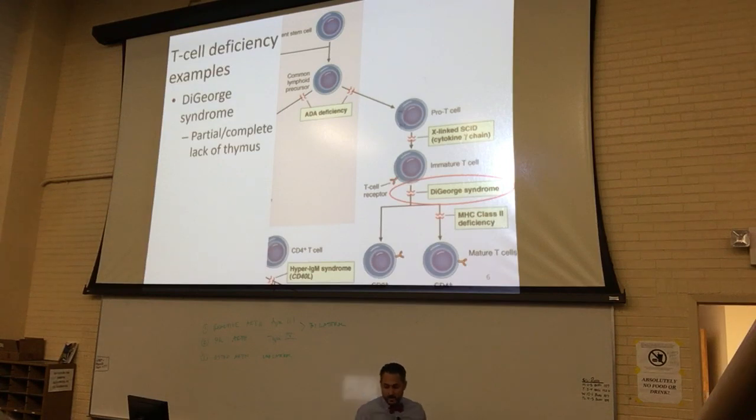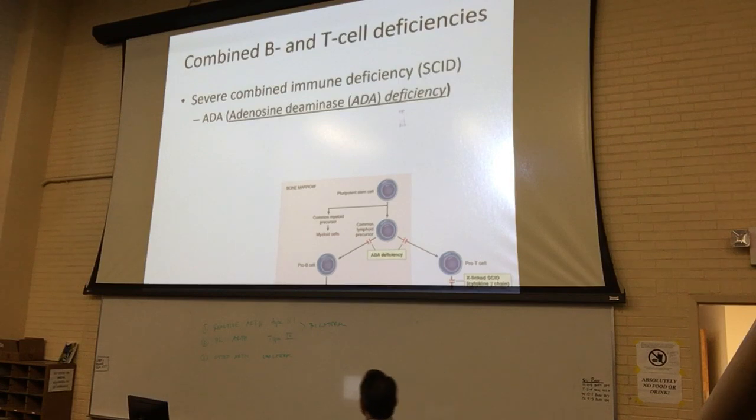Okay, last but not least, let's look at a combined deficiency. This is definitely the most aggressive. So if we go further up that original tree, we're in the bone marrow, and we're just below the pluripotent stem cell that leads to pro-B cells or pro-T cells, and this is called an ADA deficiency, adenosine deaminase deficiency. It's also referred to in the literature as severe combined immunodeficiency disorder, abbreviated SCID, S-C-I-D. These individuals do not manufacture functional B or T cells.